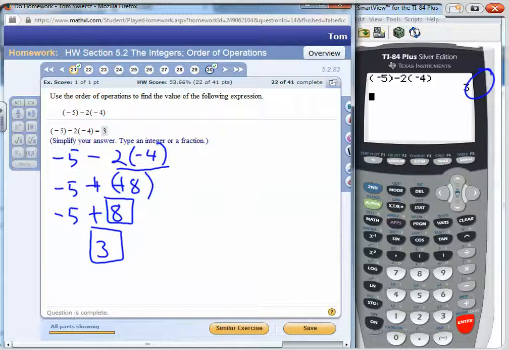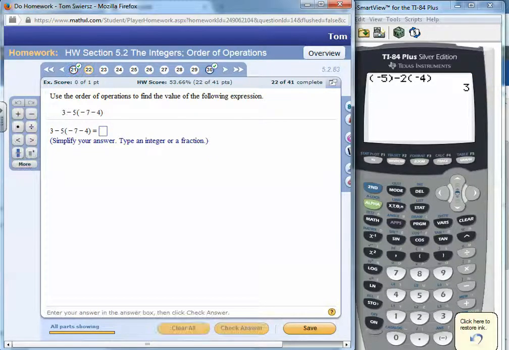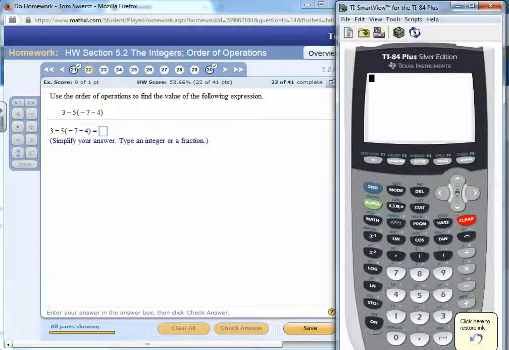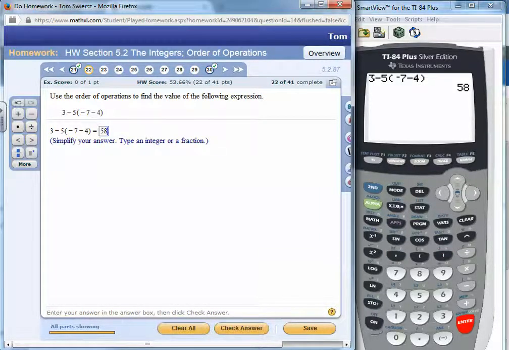Again, you can use the calculator. You can put it all in one step. The calculator has the correct order of operations built in. Okay, here's another problem. You do it on the calculator. 3, then it's a subtraction. Then it's a 5 times the quantity. That's a -7 because it's in front of the 7. And then actually it's between two numbers, so that's a subtract 4. So you've got to get the negatives and the subtractions correct. Subtractions in between the numbers, negatives in front of the numbers. And there we go. The correct answer is 58.